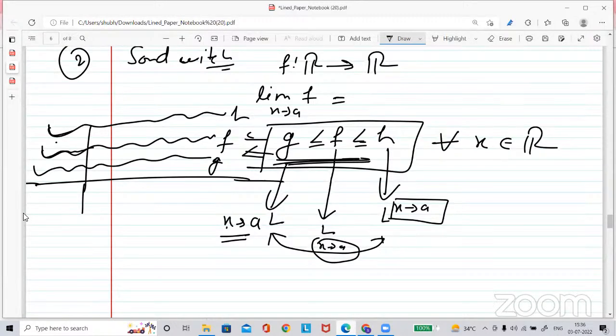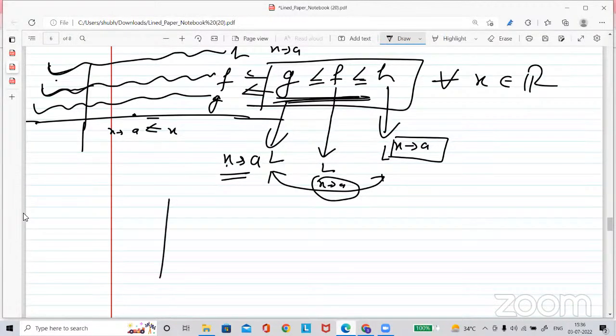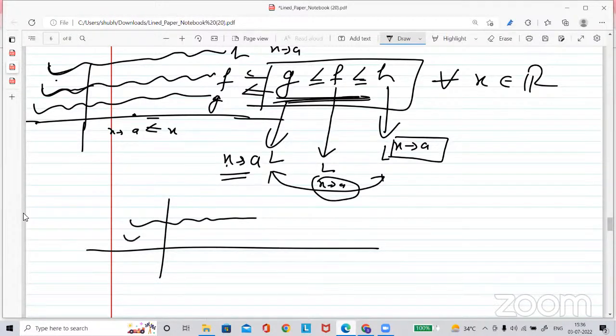I can also explain the reason in a geometric way, as x is approaching a from this side. See what is happening here. Let me write here. Suppose your f is this one, and your g is like this.